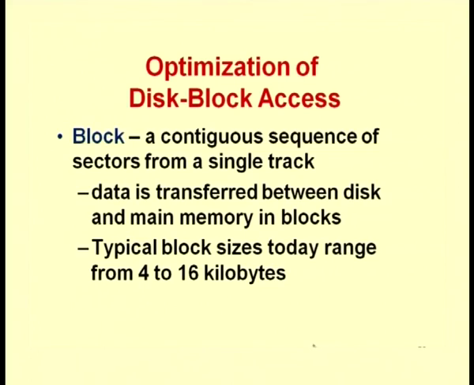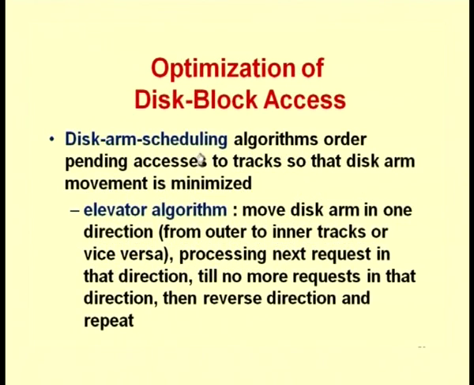Then we talk about optimization of disk block access. So, now we come back to what is a block. A block is a contiguous sequence of sectors from a single track. The data is transferred between disk and main memory in blocks, which we have already discussed. Typical block size is about 4 to 16 kilobytes. For the optimization of disk block access, the disk arm scheduling algorithms order pending access to tracks so that the disk arm movement is minimized, because the disk arm takes a long time.